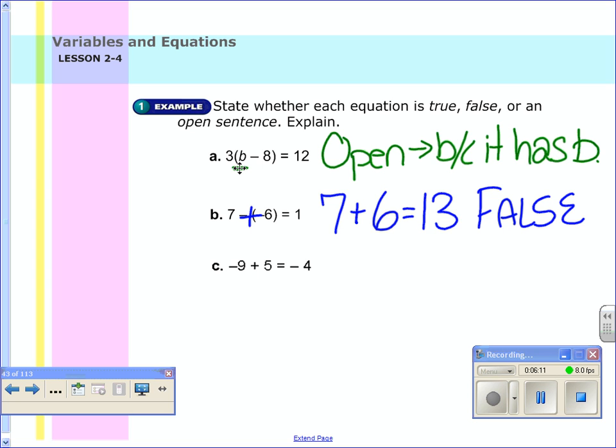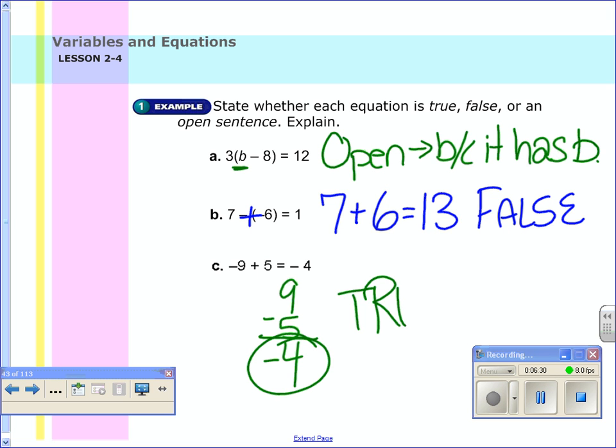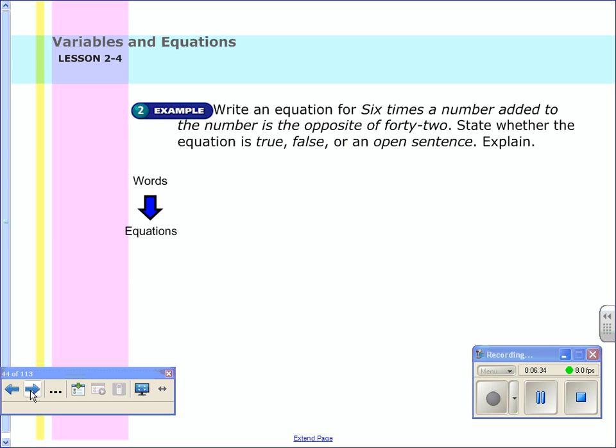Then we have C. Negative 9 plus 5 is negative 4. Well, here we're adding integers, so you take the 2 numbers, because they have opposite signs, and subtract them. Well, 9 minus 5 is 4. Well, 9 is a bigger number, and 9 is negative, so it's actually a negative 4. Well, that is true, so that is a true equation. There we go. Moving on.